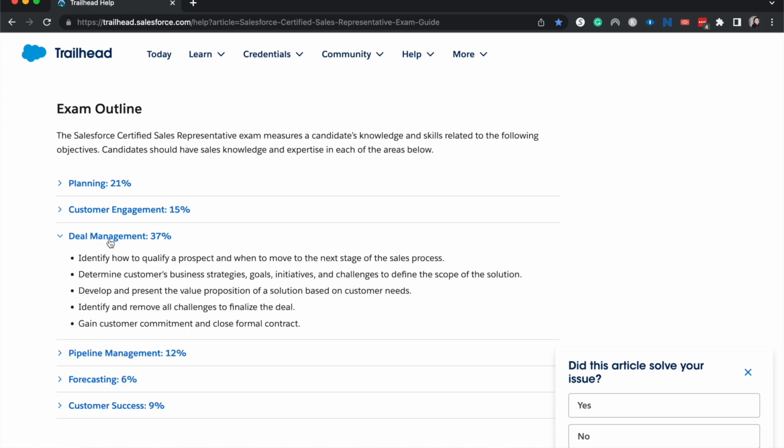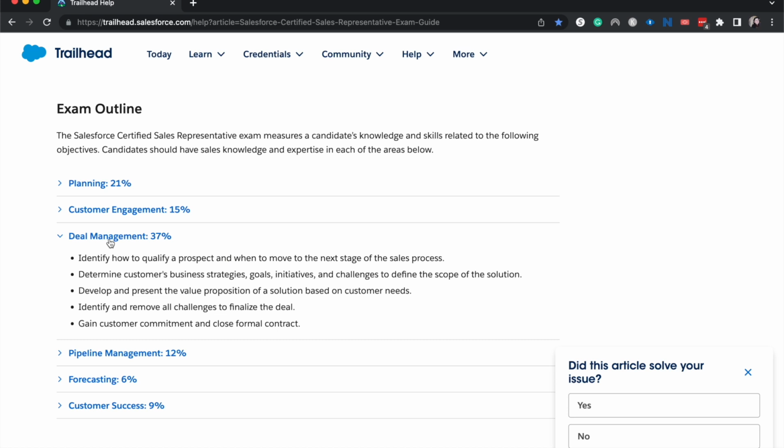Now we're going to talk about deal management at 37%. So a lot of this is going to be fairly rigid in this section. So there's a lot of different points that you want to cover. This is going to be the 7 steps, I believe, of the sales process and how to qualify a prospect to move into the sales process, as well as when the customer is ready to move on to the next stage of the sales process. Now, each stage of the sales process is going to look a little bit different.